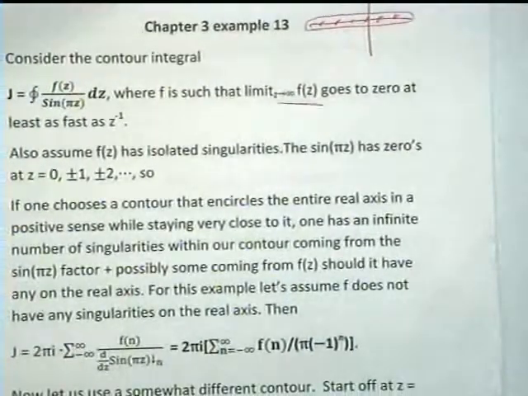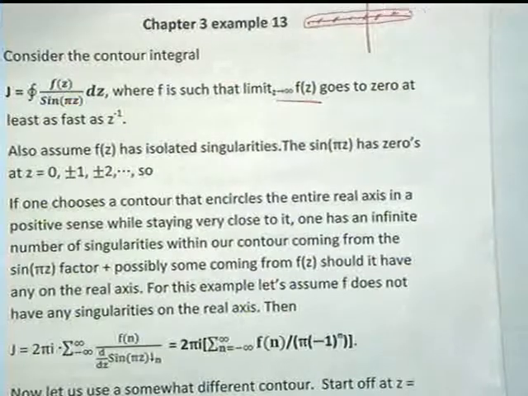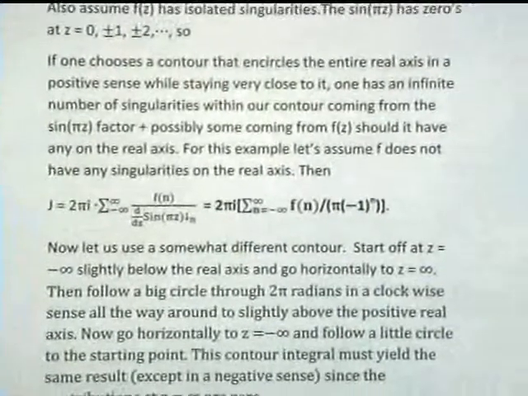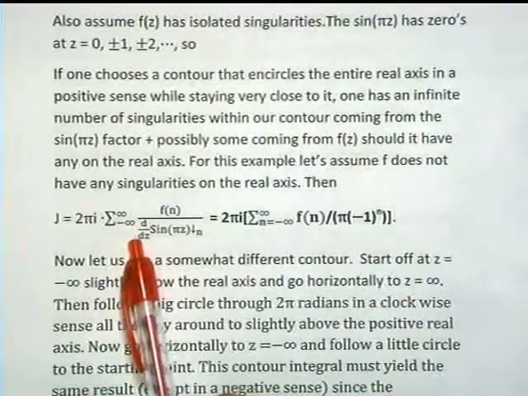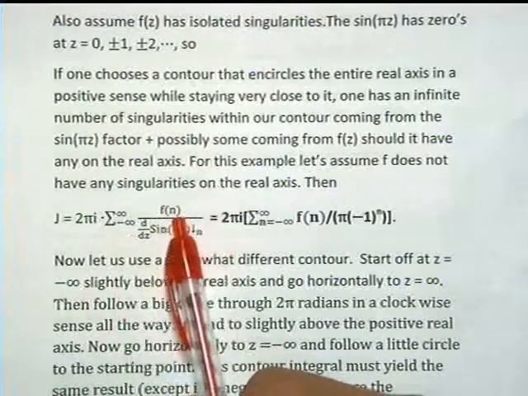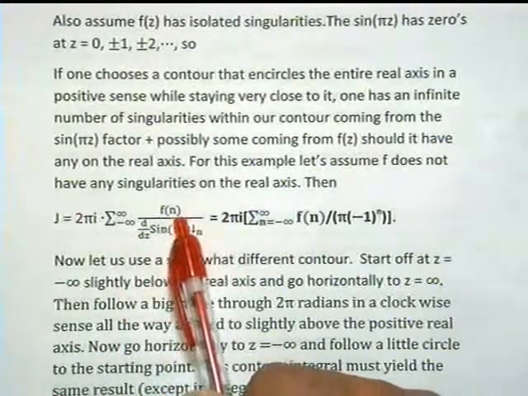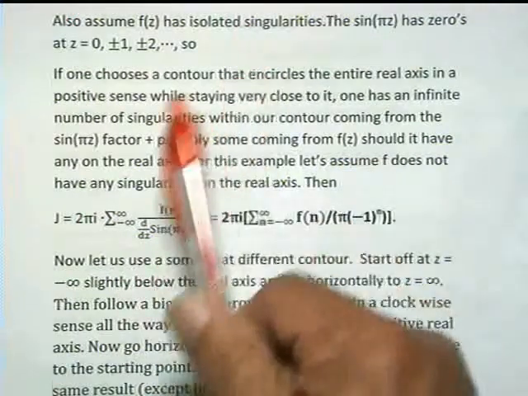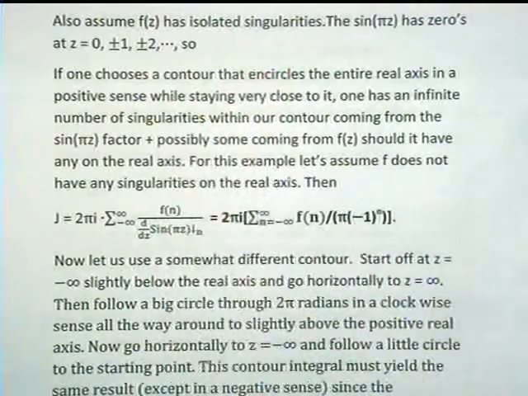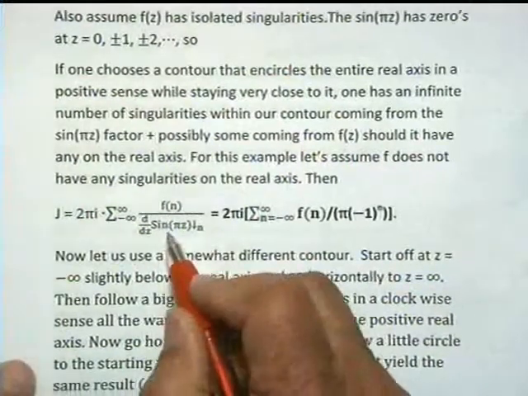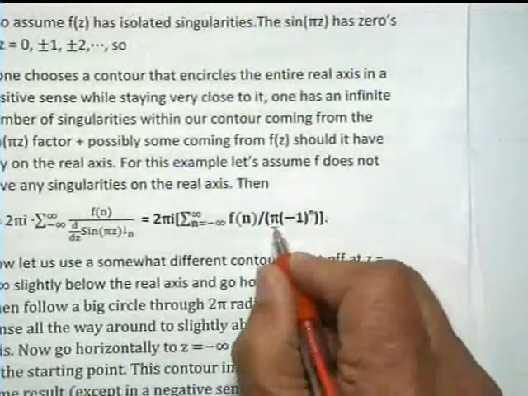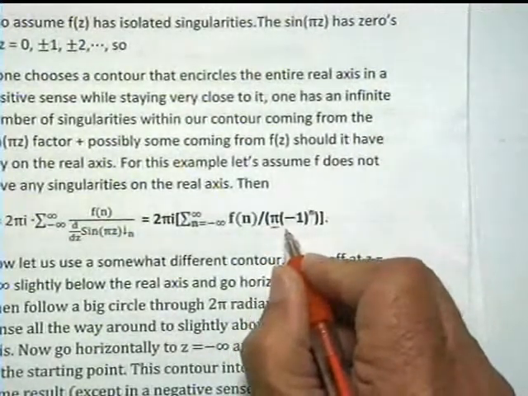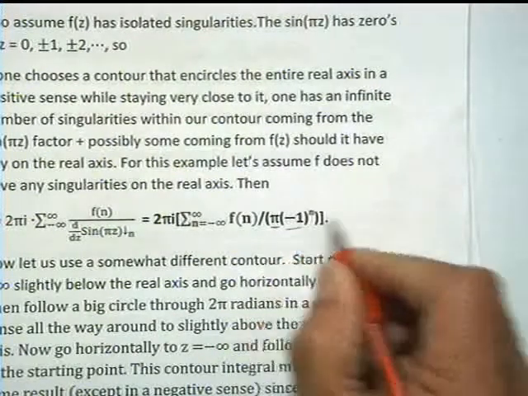Now, I need to evaluate all these residues. So I start doing it. This integral will be 2 pi i times the sum of the residues. There's an infinite number of them, from minus infinity to infinity. We evaluate at these integer values, and we have to take the derivative of that sine to get a residue. The derivative of the sine is going to be a cosine, and I have to pull out a pi. So over here, here's my pi pulled out, and I have the cosine of n pi, which is minus 1 to the n.